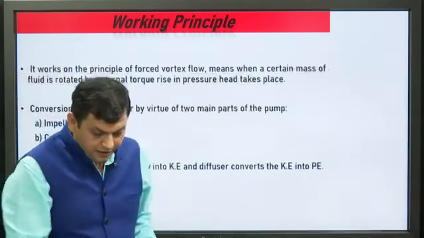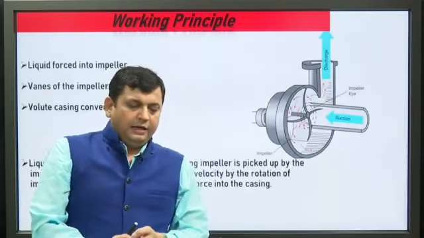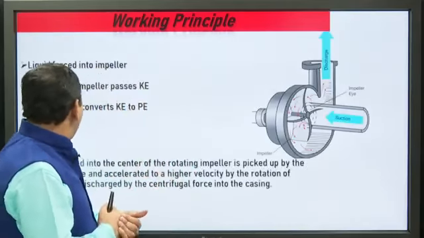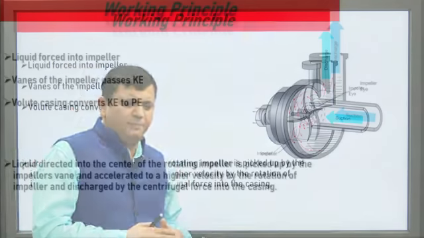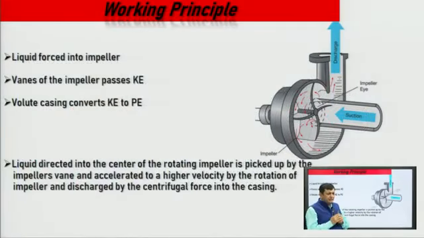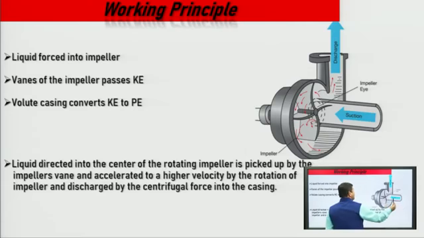So the liquid is forced by the impeller, and the vanes of the impeller impart kinetic energy. Then the volute casing converts the kinetic energy into potential energy. Just see this diagram, a very beautiful diagram. This is the suction, where the lifting takes place, a low pressure zone at the impeller. This one is known as the eye of the impeller.